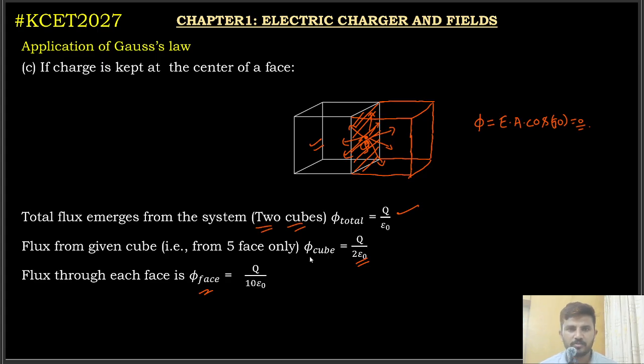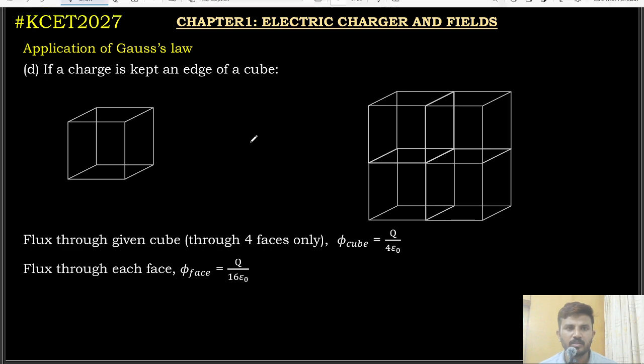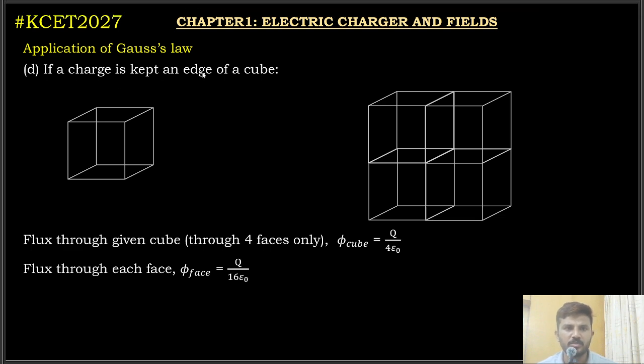Next, look at this. Here we have, if the charge is kept at the edge of the cube, then what will be the flux through the cube? This question was given in KCET 2026 also. Recently I have just solved it. The charge is kept at an edge. Okay, what will be the flux through the cube?